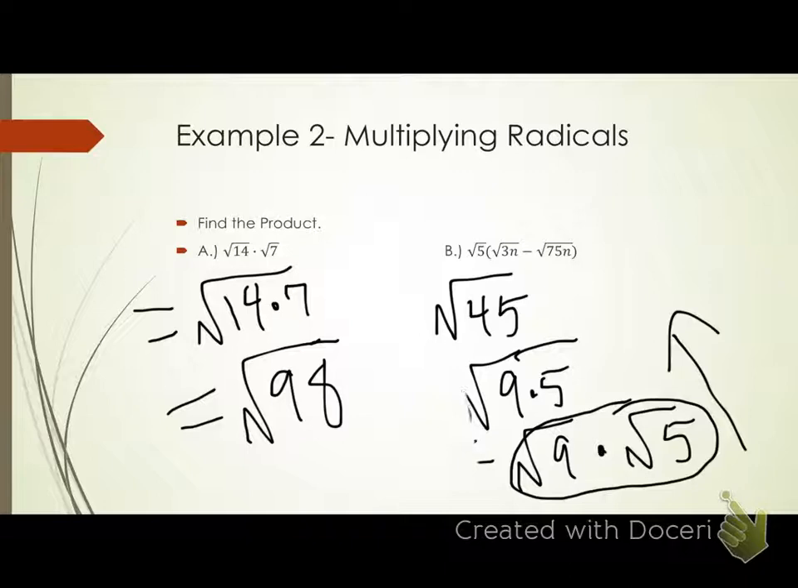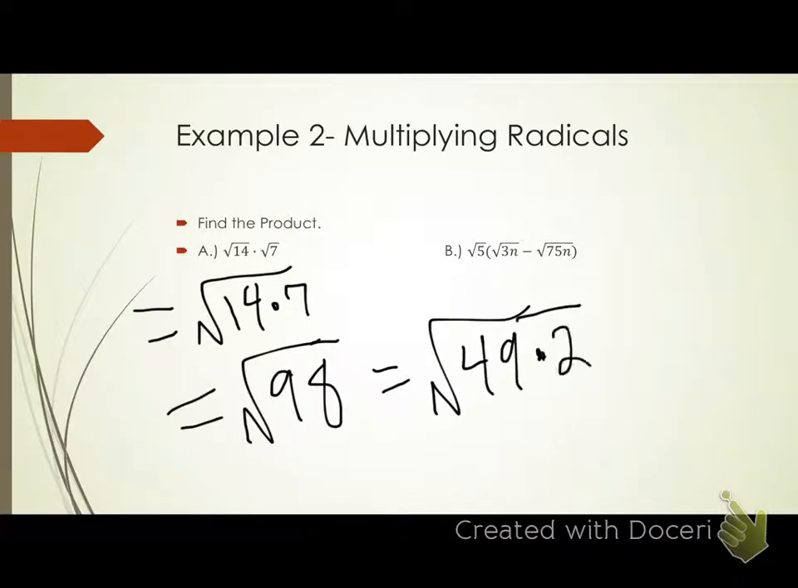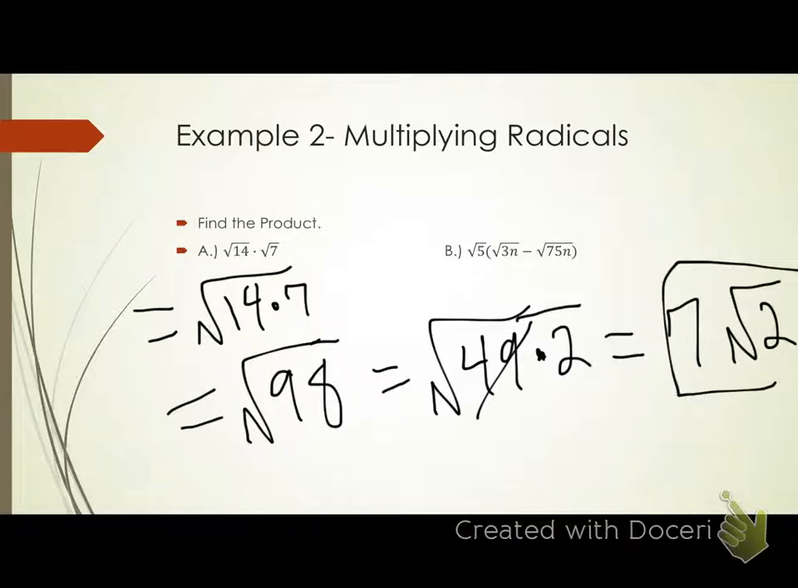Now I'm not done with letter A yet because the square root of 98 can be simplified. Square root of 98, the biggest perfect square that goes into it would be 49. 49 times 2 gives me 98. Square root of 49 is 7, so I can pull 7 out of the radical. I cannot take the square root of 2, so it stays as the square root of 2. So 7 square root of 2 would be my simplified version of my product up here, the square root of 14 times the square root of 7. So multiply your numbers under your radical, simplify your radical.